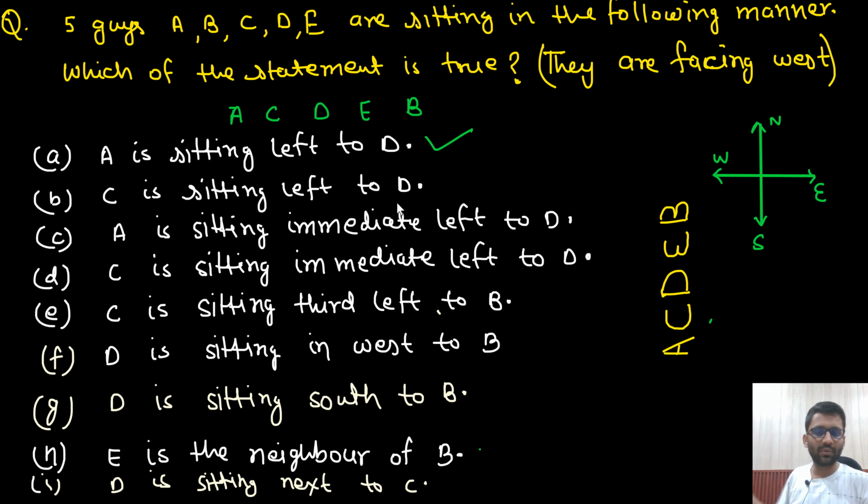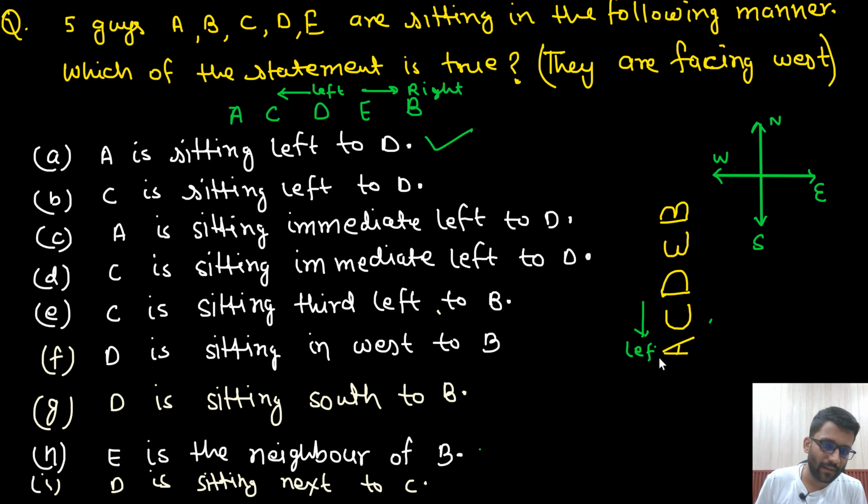C is sitting left to D. Yes. So this is left, and this is right. Wherever you face, this is left and this will be right. Here also you can say this is your left, and this direction is your right. And C is sitting left to D. Is A sitting immediate left to D? No. C is sitting immediate left to D.